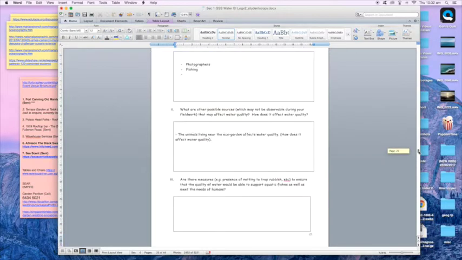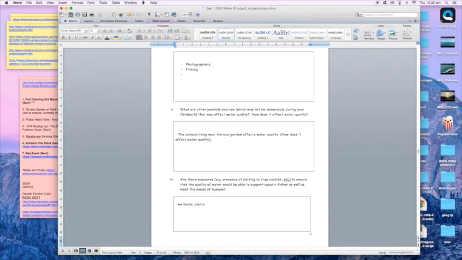So are there measures, presence of netting to trap rubbish to ensure the quality of water to be able to support aquatic fishes as well as meet the needs of humans? So this you're gonna find out, okay, or look back at all the photographs you have taken. Do you see any netting to trap rubbish, or what do you see at the eco garden that shows that it helps to support aquatic fishes as well as meet the needs of humans?